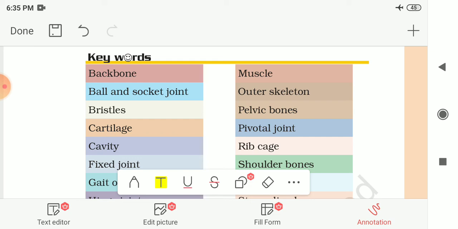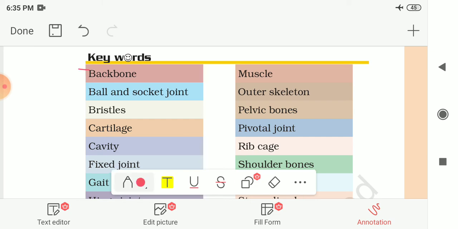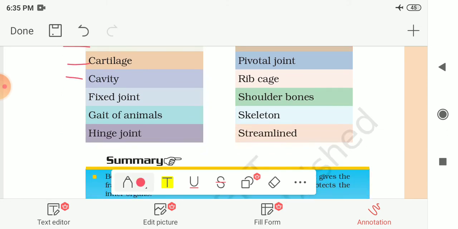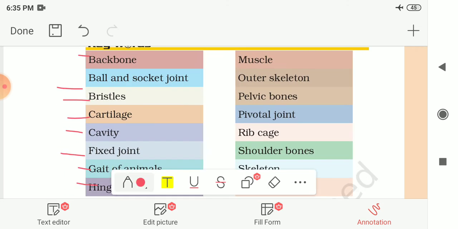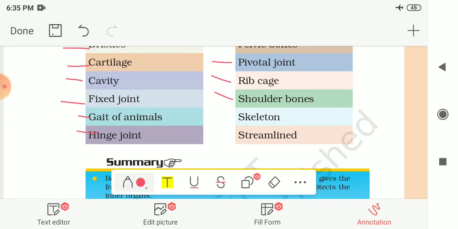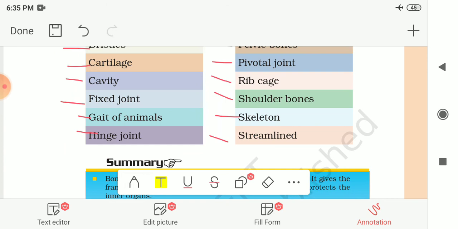So here the hard words for this chapter are given to you. Let me see quickly. The first one is backbone, ball and socket joint, bristles, cartilage, cavity, fixed joint, gait of animals, hinge joint. The next ones are muscle, outer skeleton, pelvic bones, pivotal joint, rib cage, shoulder bones, skeleton and streamline. These are the hard words you have to write in your notebook.